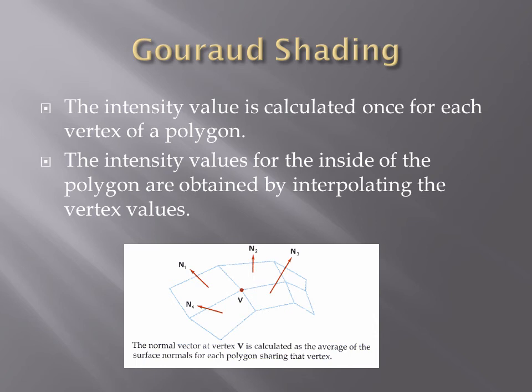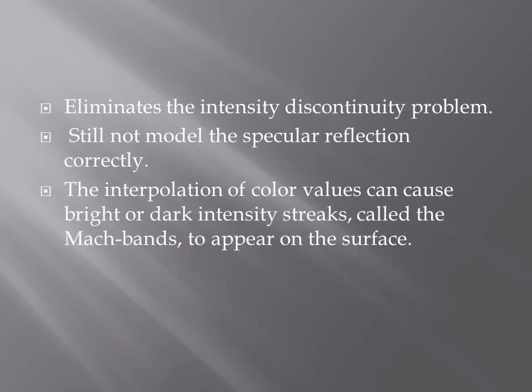The intensity values of each polygon are then matched with the intensity values of the adjacent polygon along the common edge. So this eliminates the intensity discontinuities that occur in the flat shading method. That was the disadvantage of the first method, flat shading, and that drawback is overcome in this method. It eliminates the intensity discontinuity problem, but is still not very good for specular reflection.